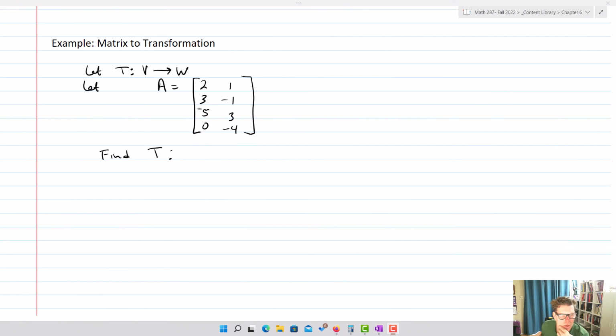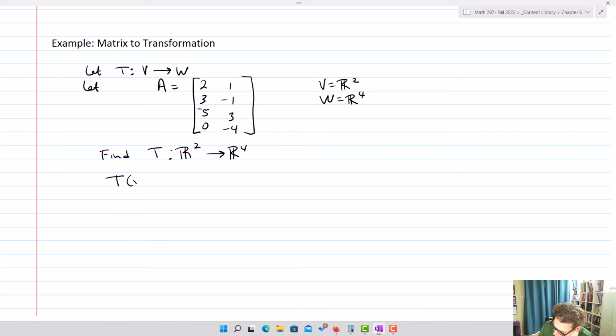All right, so let's say, for example, we have T. We're going to go from V to W. And we're going to let A equal 2, 1, 3, negative 1, negative 5, 3, 0, negative 4. Okay, so our input space is going to end up being R2. So V equals R2, and W is going to equal R4. So T is going to go from R2 into R4.